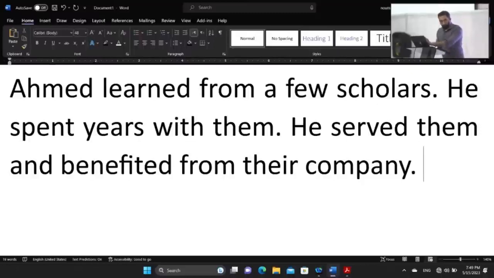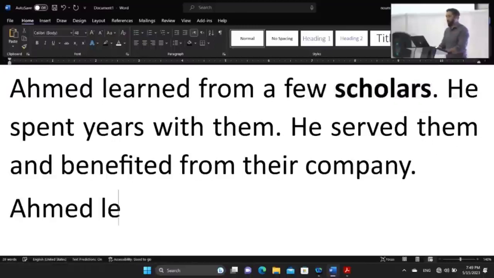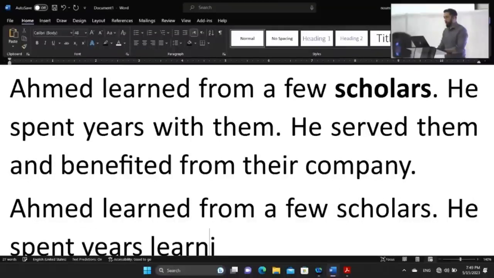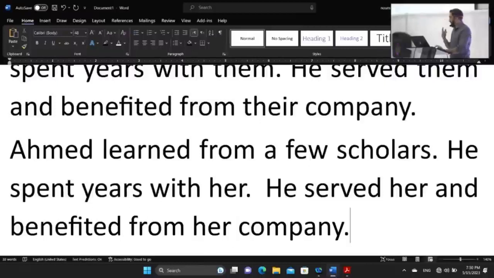Okay. The Arabs do this. The word I'm working on is scholars, yeah? But they also do this. Ahmed learned from a few scholars. He spent years with her. He served her and benefited from her company. Scholars? Her? And they say sometimes I'm going to use they, and sometimes I'm going to use what? Her. And you're like, you're crazy. That's scholars. There's like 10 of them. And they're all men. Yeah, but we have an inside joke when something's plural and it's a broken plural, then we can use what? She instead of they or them.